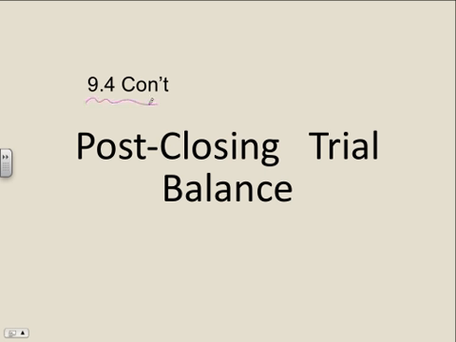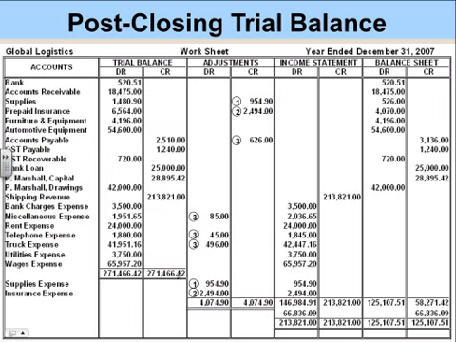This is 9.4. It's actually part 2. We're going to talk about post-closing trial balance, which is what you do after you do your closing entries. That's what post means, after closing trial balance. And if you think about it, after you've closed all of your nominal accounts, so that's everything underneath capital, these will all have zero balances. You will think about that just these accounts are going to be on your trial balance, right?